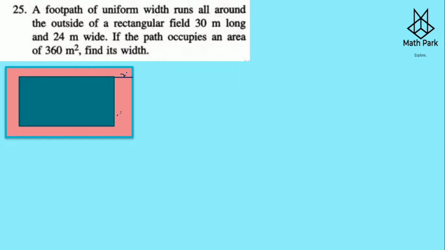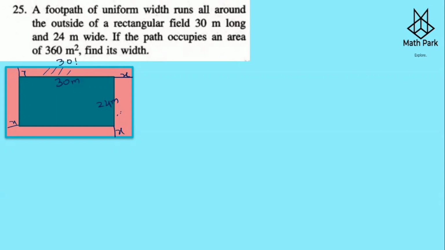So let this width be x from all the sides. The footpath of uniform width runs around the outside of a rectangular field 30-meter long. So this is the field, the blue color one is the field, 30-meter long and 24-meter wide. If the path occupies an area, so we know that this pink area, the area of the path, is given as 360 meters square. We have to find the width. Okay, so what are the dimensions of the outer rectangle? So this is 30 plus x plus x.